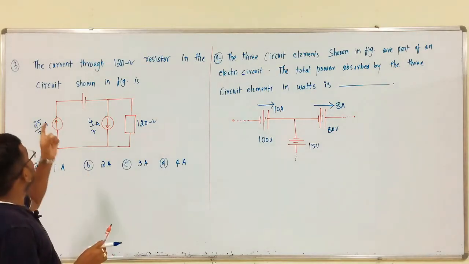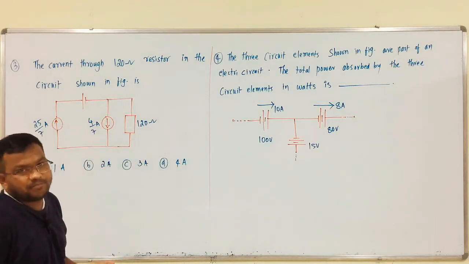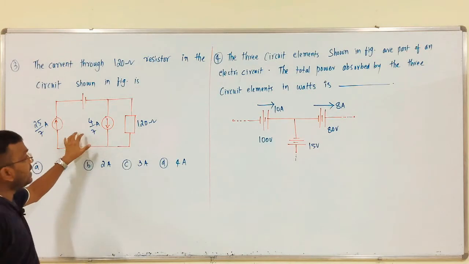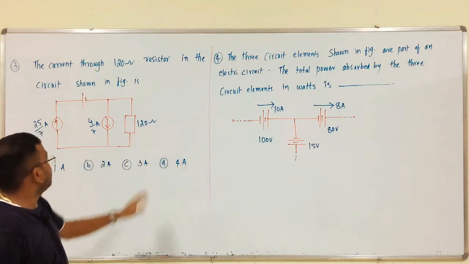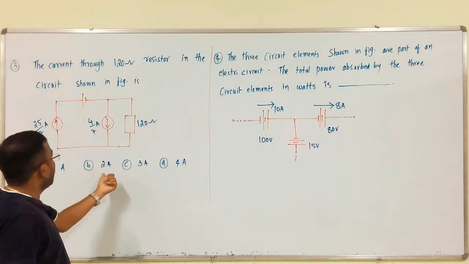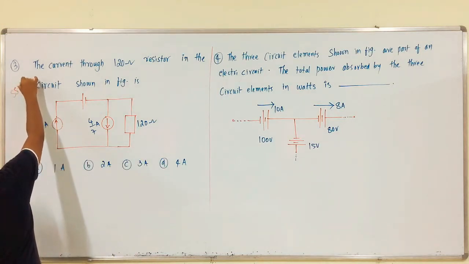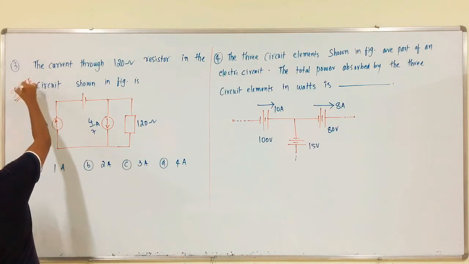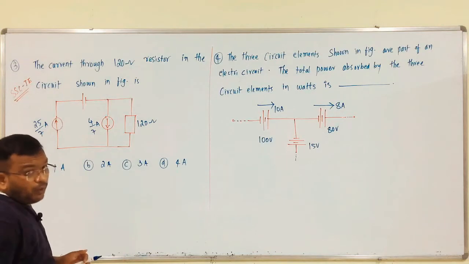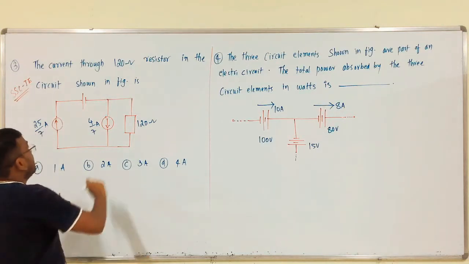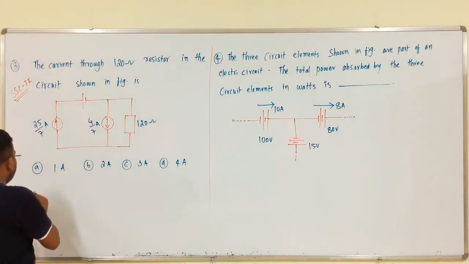Next problem: the current through the 120 ohm resistor in the circuit shown in the figure is what? So, this is the circuit. From this we have to calculate the current through this 120 ohm branch resistor. These are the options: 1 amp, 2 amp, 3 and 4. This is the problem which was asked in SSC JE. So, we have to calculate the current. So, this is the node. At this node we have to apply KCL, that is the solution.